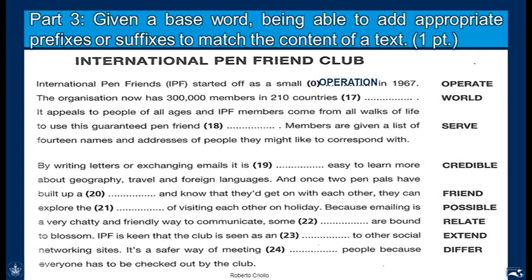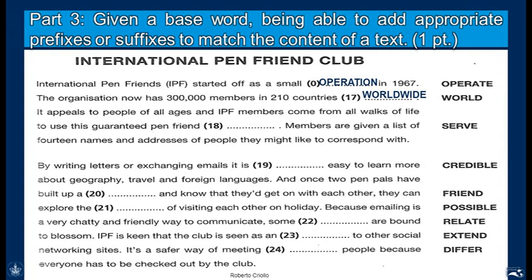The organization now has 300,000 members in 210 countries, and we have the word world, so we need here an adverb. We need an adverbial, and if we add wide to world, we have the word worldwide, which is an adverbial that we need to locate the places where the members are, okay?